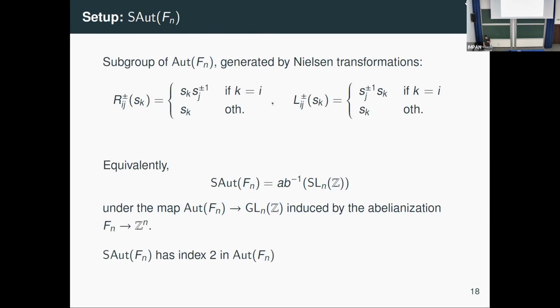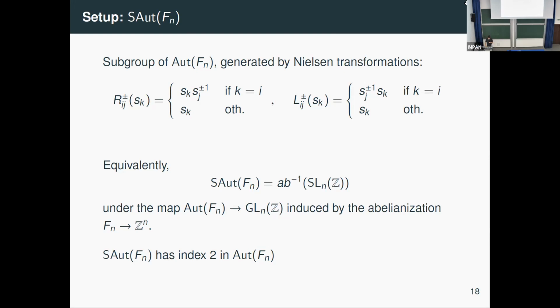Okay, so let me try to explain how this works. The first important thing is that we will work with a certain subgroup of Aut(Fn), which is the subgroup generated by Nielsen transformations. This is the special automorphism group of Fn. The Nielsen transformations are written here explicitly. They are indexed by i and j, and it's multiplication by an appropriate fixed generator, either on the left or on the right, by either the generator or its inverse.